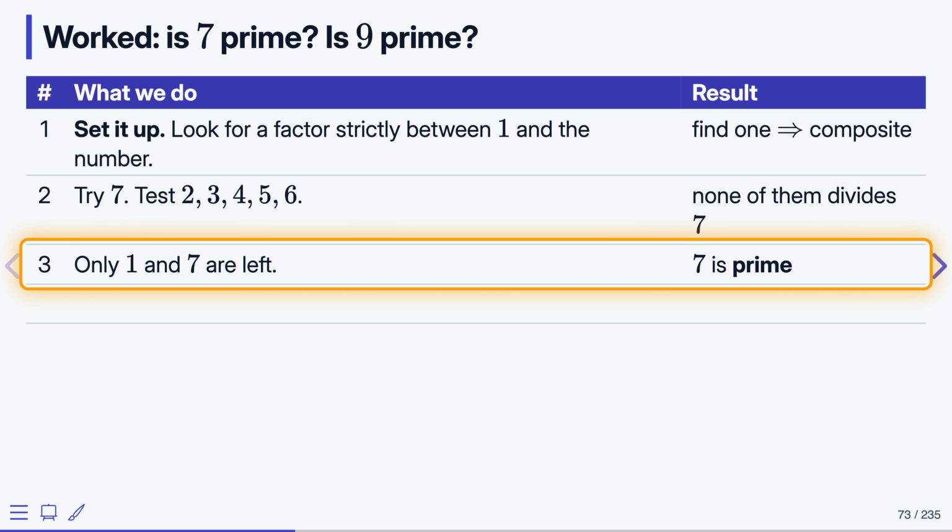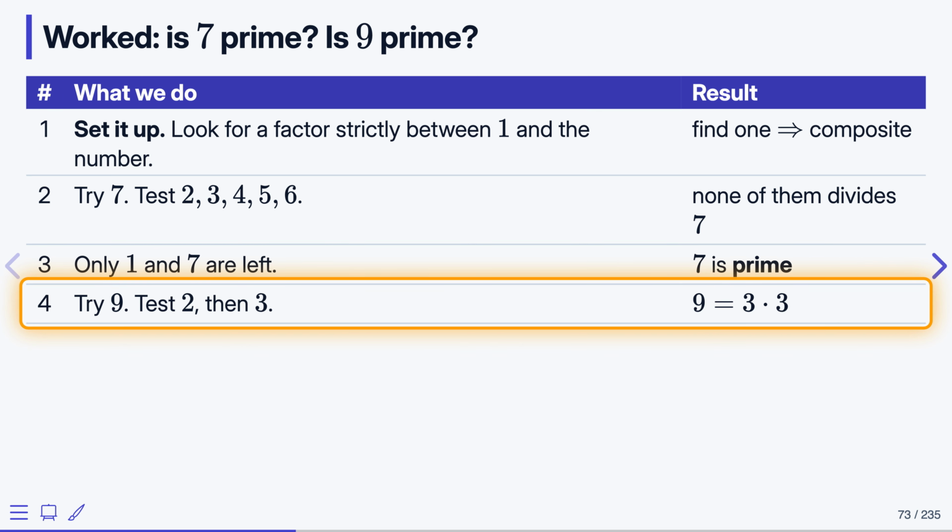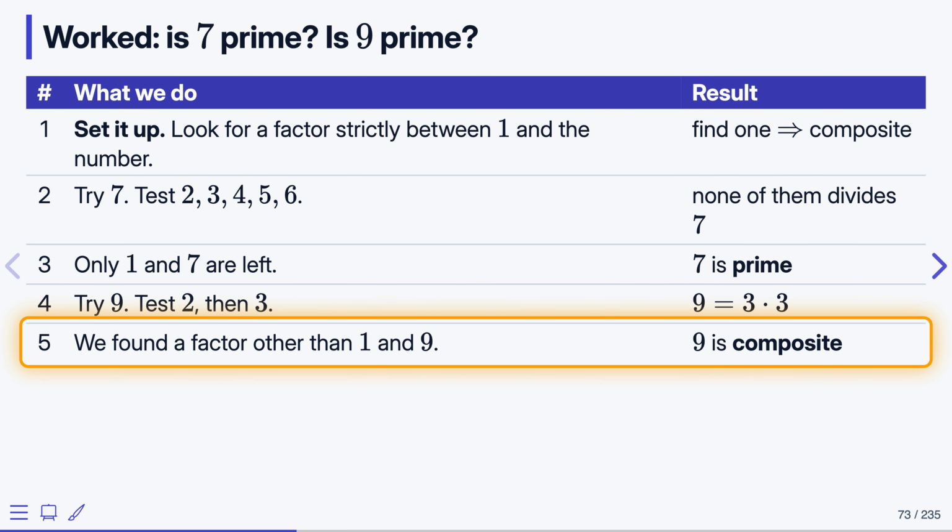Step 3, so only 1 and 7 are left as factors. 7 is prime. Step 4, now try 9. 2 does not divide 9, but 3 does. 9 equals 3 times 3. Step 5, we found a factor other than 1 and 9, so 9 is composite.